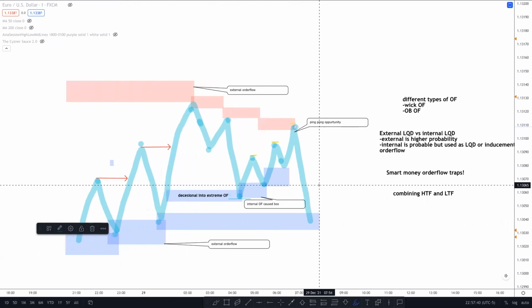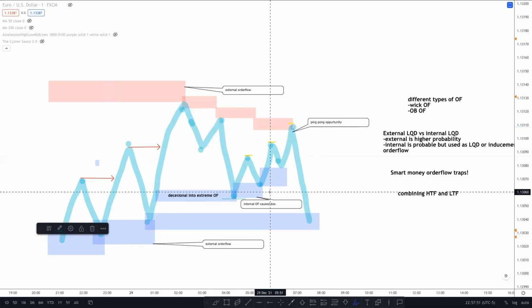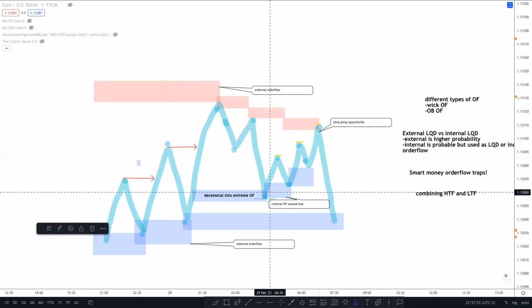Now, a lot of people are trading internal order flow, right? Especially on lower time frames. Now, I'm here to tell you that it doesn't matter if you're on the higher time frame or lower time frame. What matters is understanding how the liquidity is moving, right?